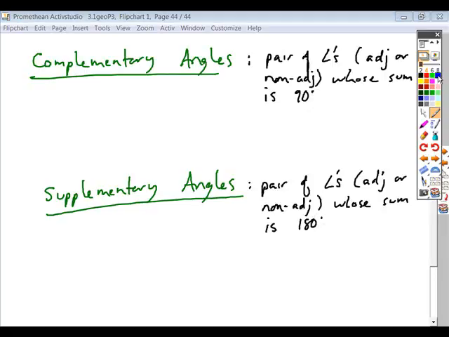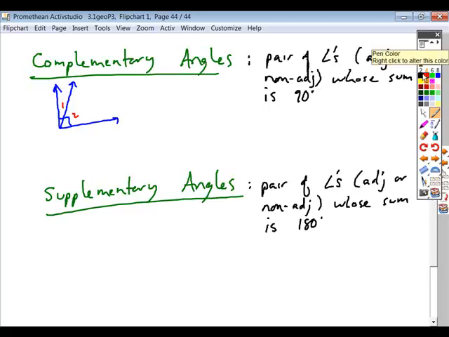Okay, so when you're looking at complementary angles, if you look at this pair, angles 1 and 2, you can see that together they add up to 90 degrees, so are those complementary? Yes. What about supplementary angles? Would a linear pair be considered supplementary angles? Yeah, all linear pairs are supplementary.